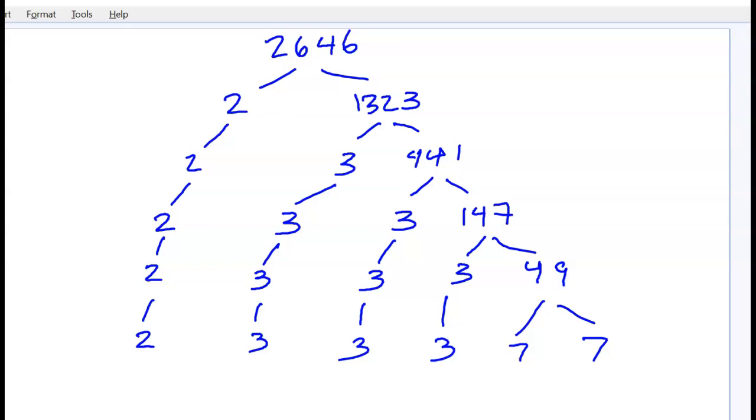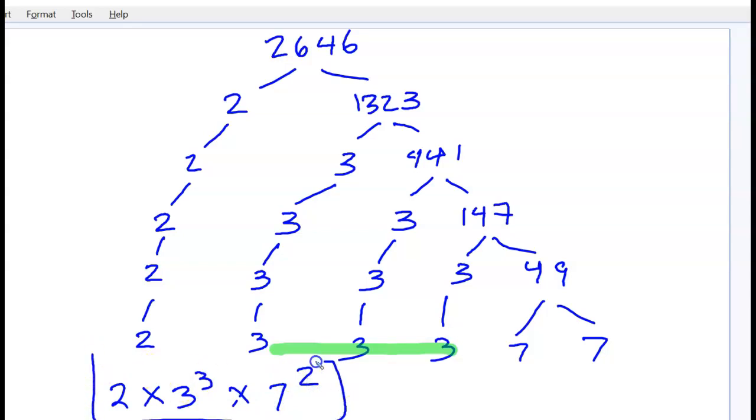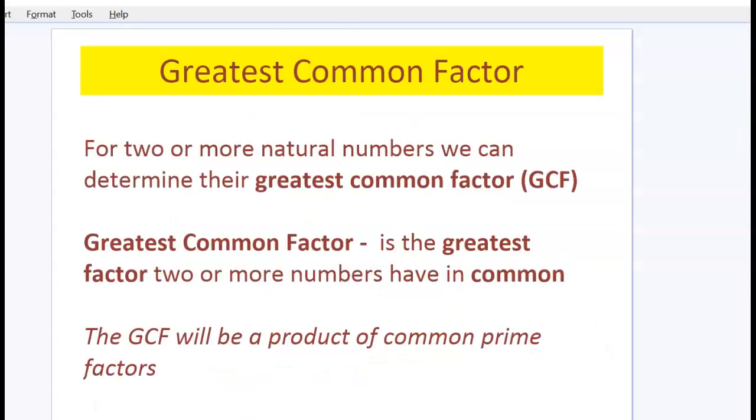So again, if we want to write out the prime factorization, it would be 2 times 3 cubed, because there are 3 of those, and then we would multiply it by 7 squared, and this would be my prime factorization. Obviously, the prime factors would be 2, 3, and 7.